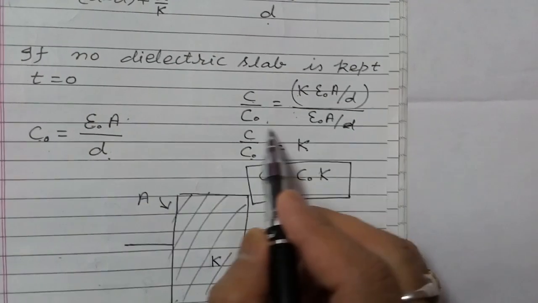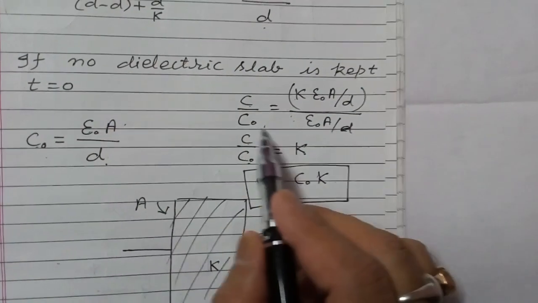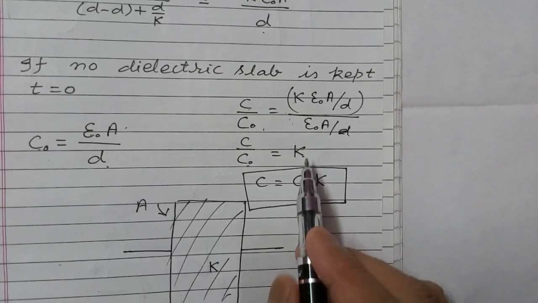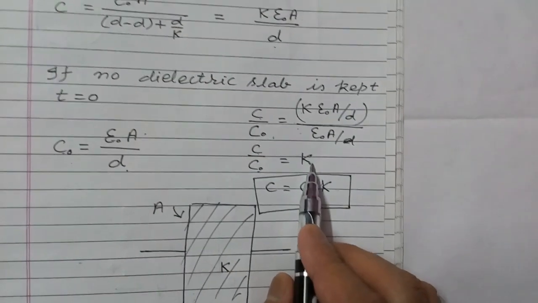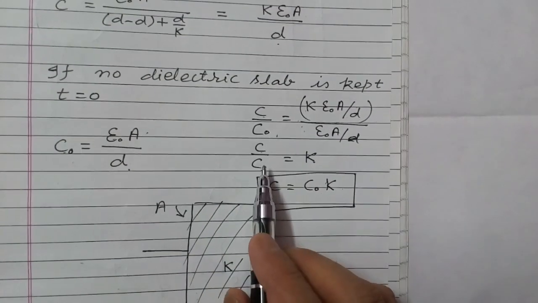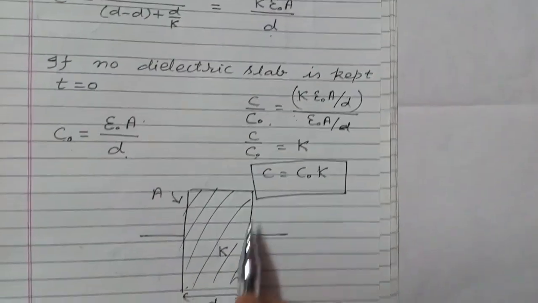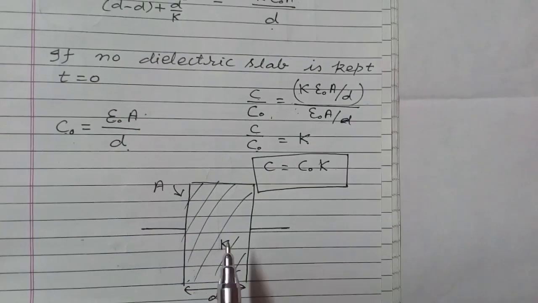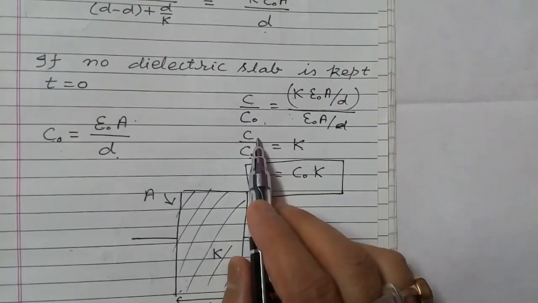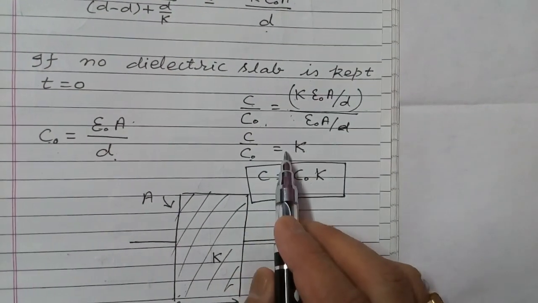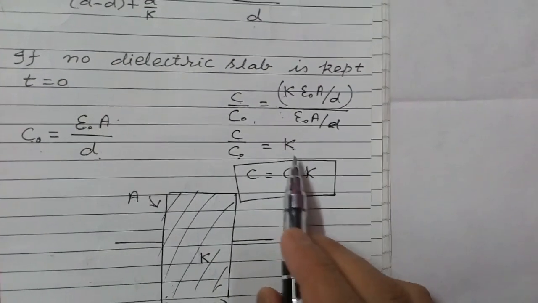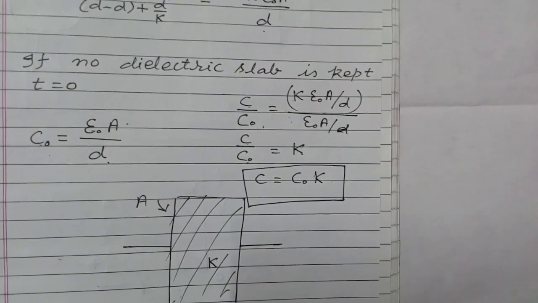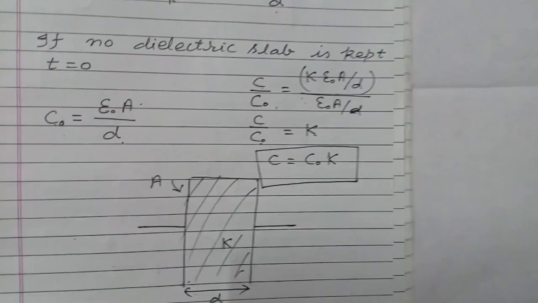And this is one way how we can determine the dielectric constant of a material. First you determine the capacity of the air filled capacitor, C naught, then the capacity of the dielectric filled capacitor, C, and the ratio of C and C naught will give you the value of K. So in this way we can find out the dielectric constant of a dielectric medium.